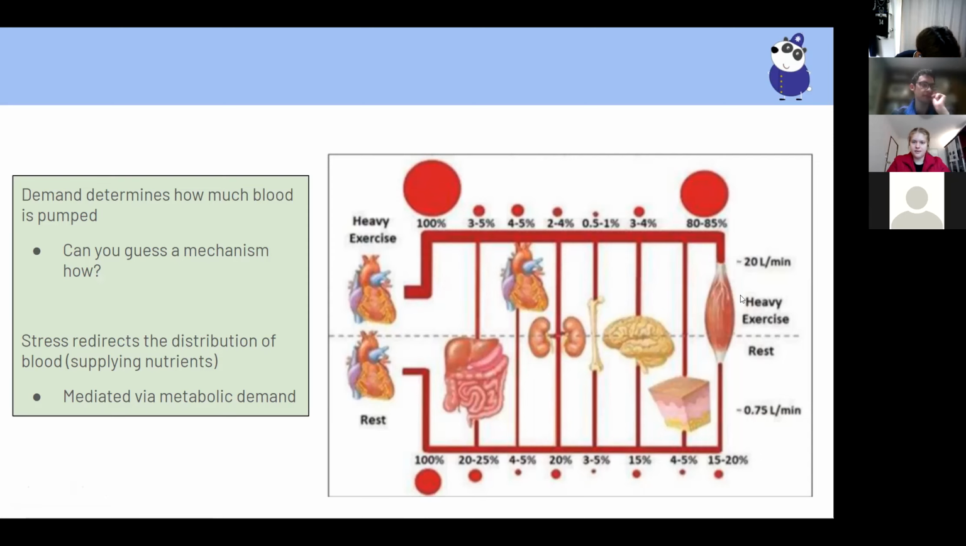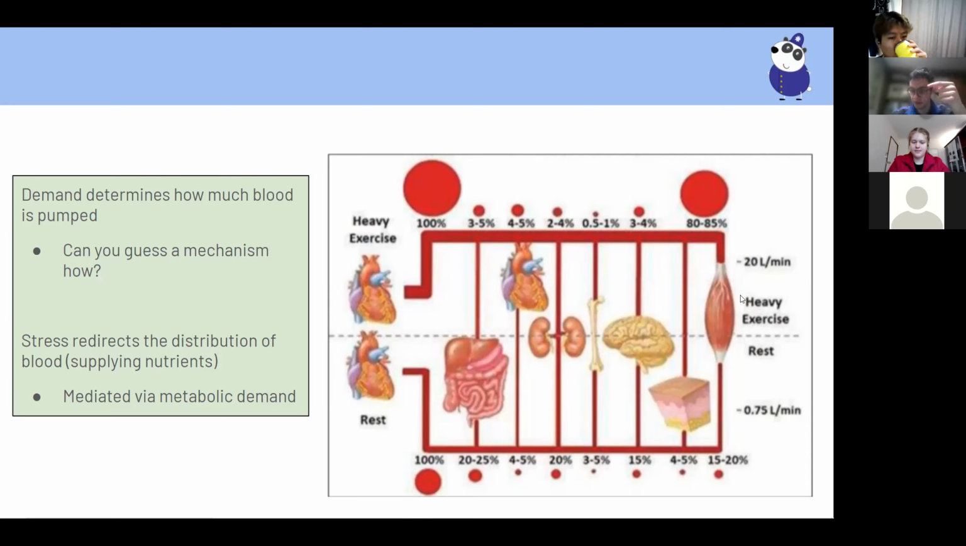Sorry, there was a question that says, to divert blood somewhere, do we just dilate those blood vessels going in there? So the answer is yes. There are a few mechanisms that work by this. There's a myogenic mechanism and an autocoid mechanism.